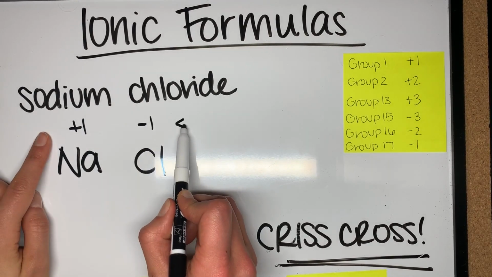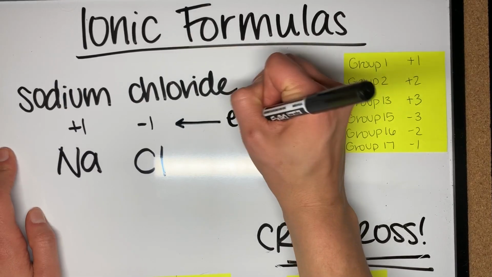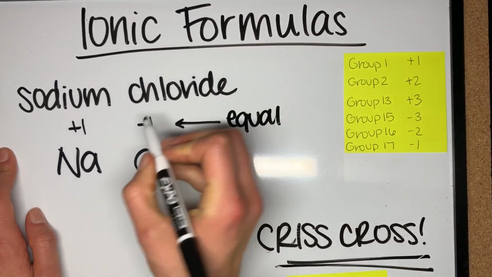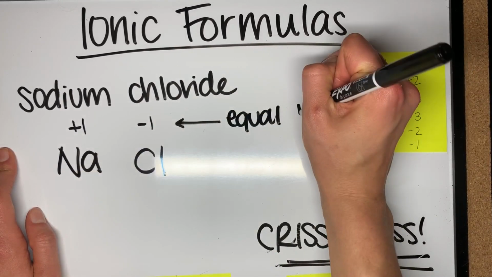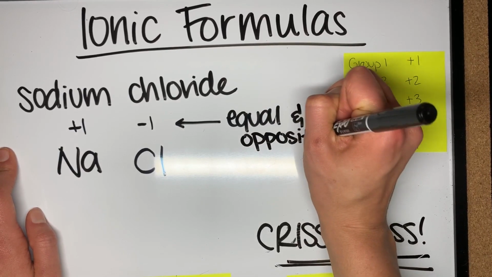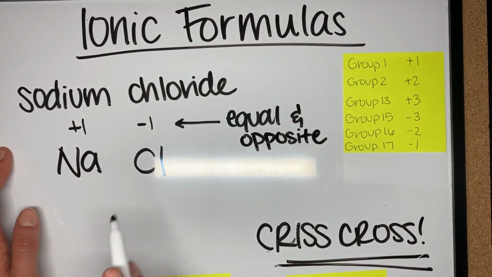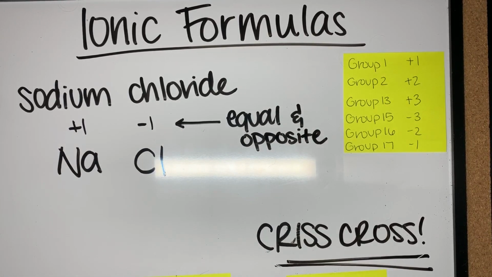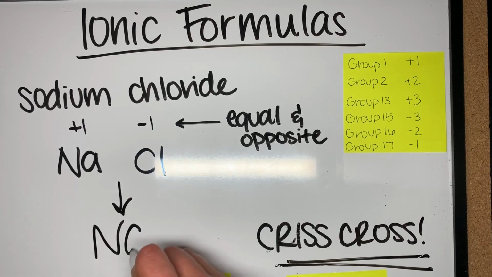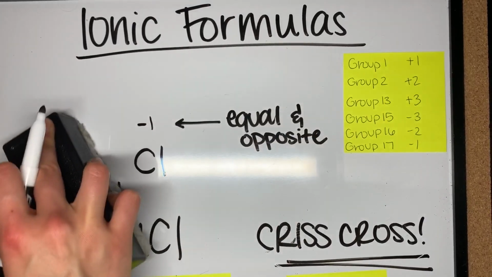When you see that these charges are equal and opposite, equal meaning they're the same number, and opposite meaning one is positive and one is negatively charged, they cancel out, so we don't have to put any subscripts, and this just becomes NaCl.